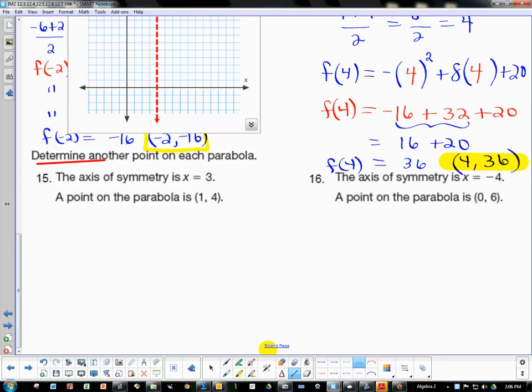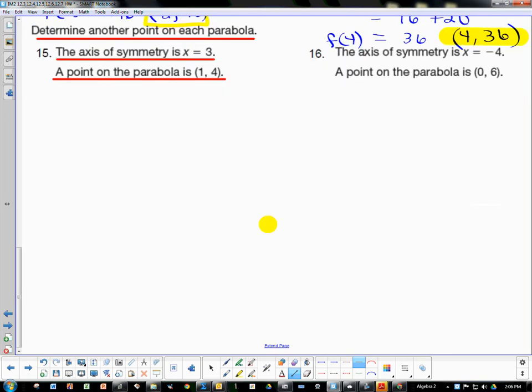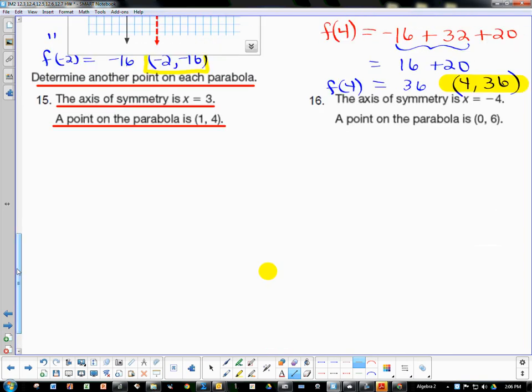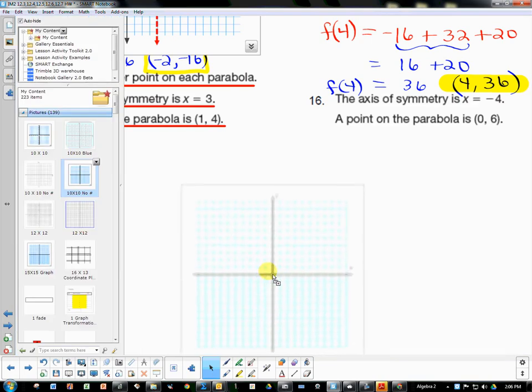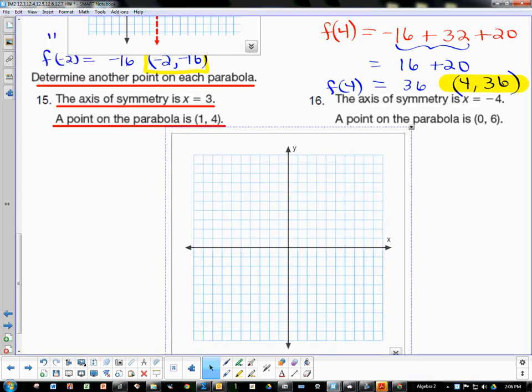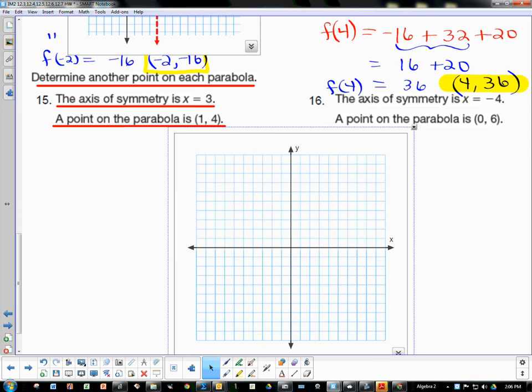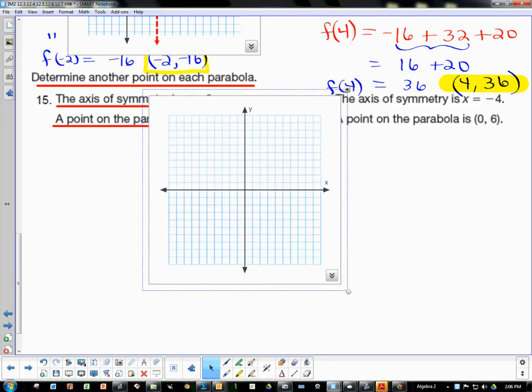15. So determine another point on each parabola. It says the axis of symmetry is x equals 3, and it gives us 1 point. All right, you don't have to do this with a graph. I'm going to show you a graph just so that you can have an understanding of where I'm coming from. But let's grab ourselves a graph here. There we go. All right. Shrink this up a little bit.